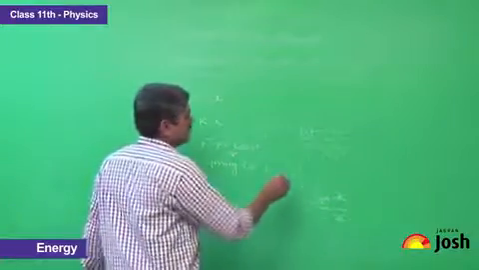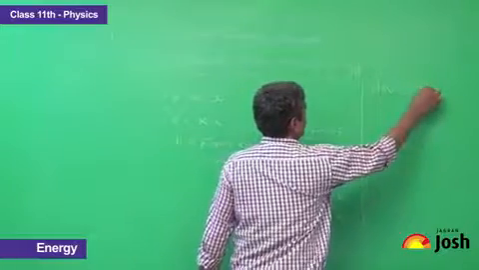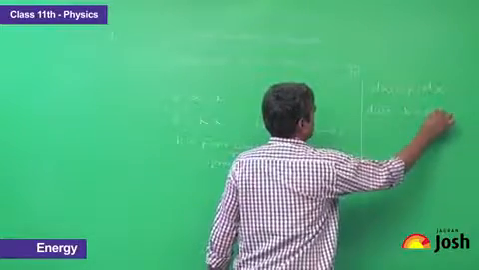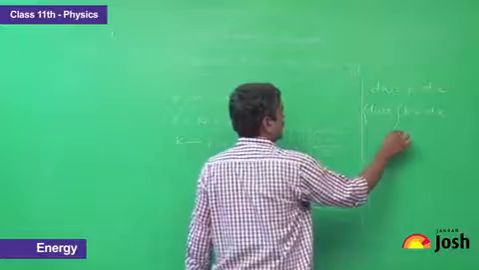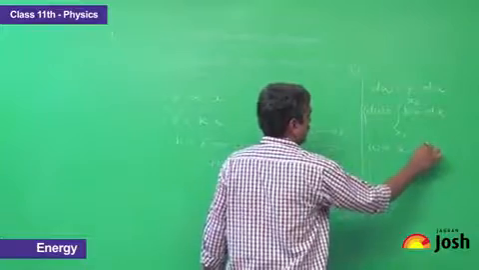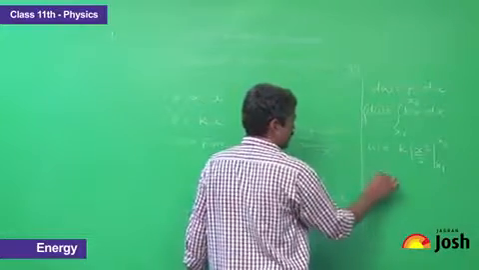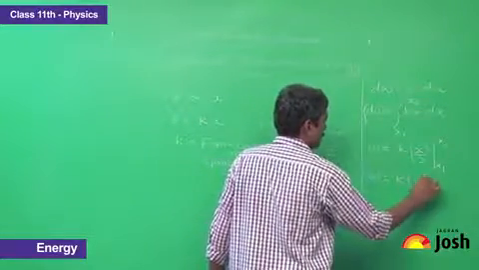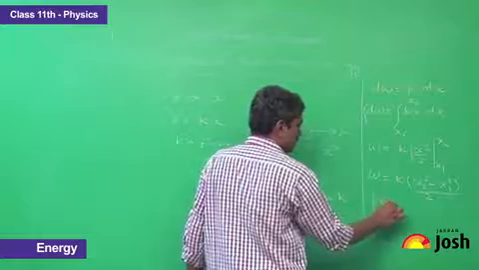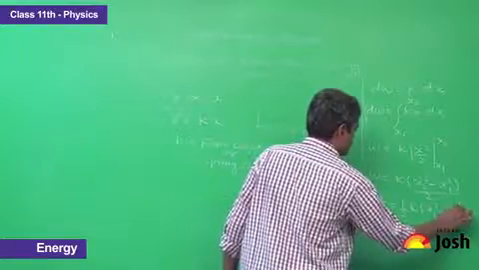To find the energy, we will calculate the work done. dW is equal to F dx. Now place the value of force, that is kx, into dx. Integrate both sides from the position x1 to x2. This gives W equal to k x square upon 2 from x1 to x2, or we can write W is equal to k times x2 square minus x1 square upon 2.